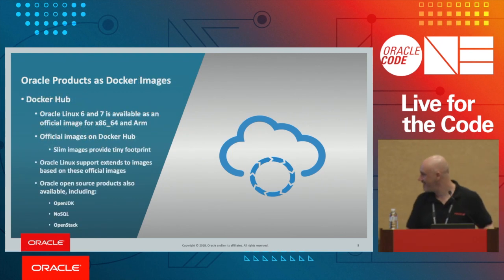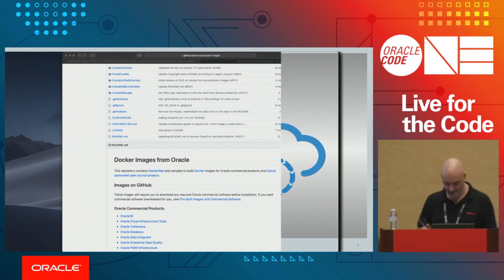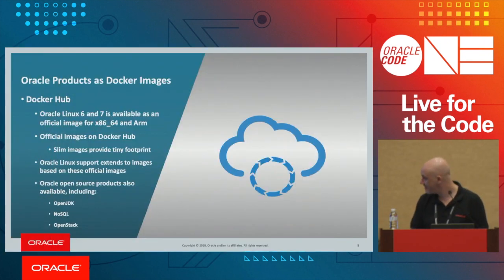So what we have done is we ship Oracle products as Docker images. We've been shipping Oracle Linux 6 and 7 as an official image for x86 and now ARM for a while, so you can go docker pull oraclelinux. That's really nifty.